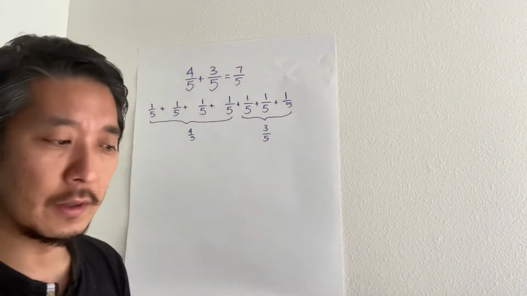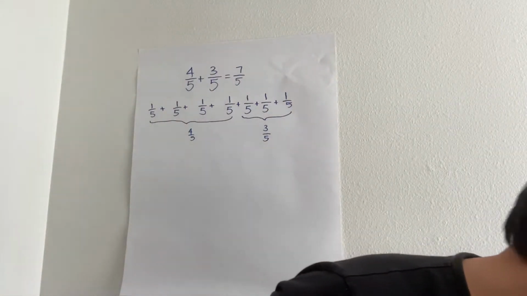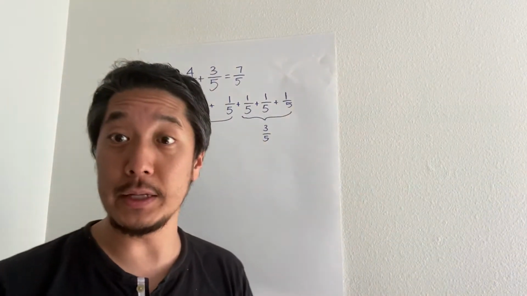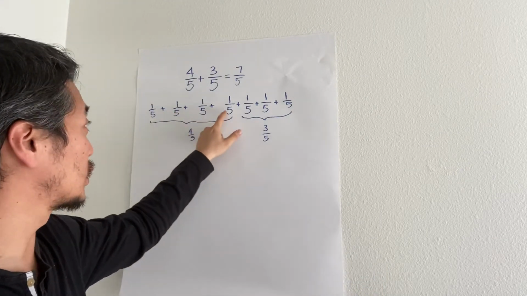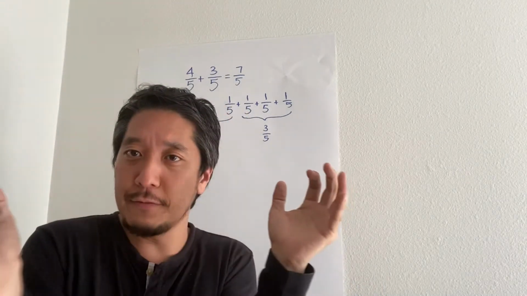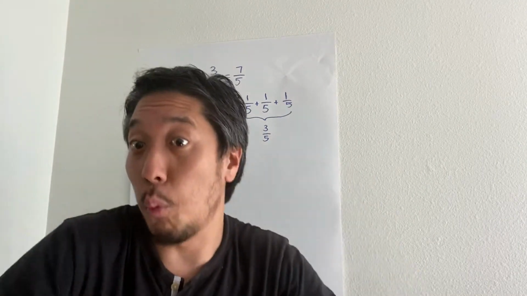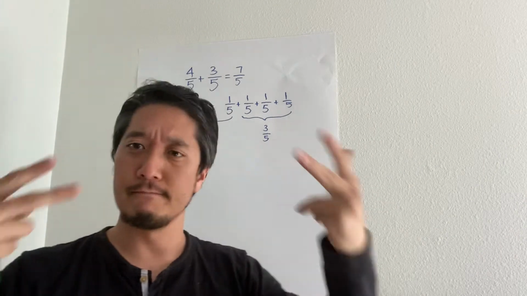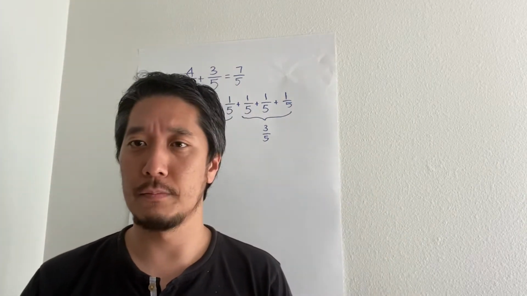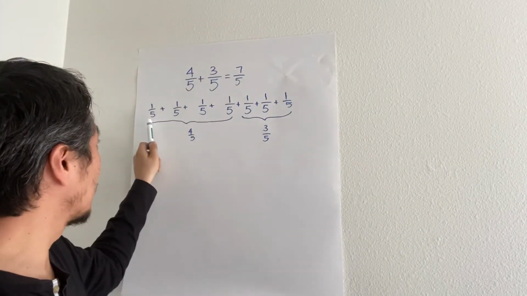Okay. Now, to get a whole number, how many total fifths do I need? To have a whole number, how many of these fifths need to go together? How many of these fifths do we need to put together to give us one whole? So I'm going to pause the video and I want you to think. What am I going to do? We're counting by fifths now.